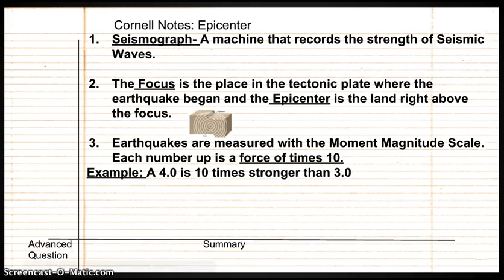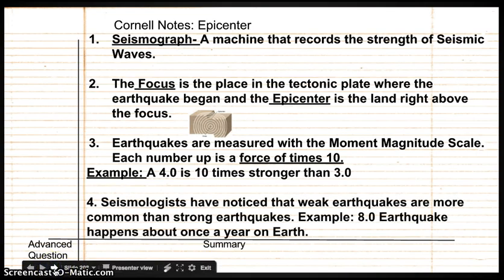All right, and the last one for today is seismologists have noticed that weak earthquakes, such as 1.0s and 2.0s, are much more common. And then strong ones are much rarer. 8.0s happen on Earth about once a year. And sometimes we go a whole year without one. But along the Ring of Fire, we always have earthquakes. They're usually just weak. Okay, go ahead and write your four-sentence summary, and that's the end of this video.